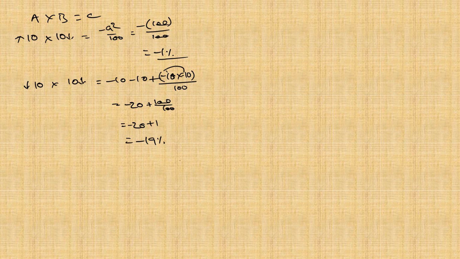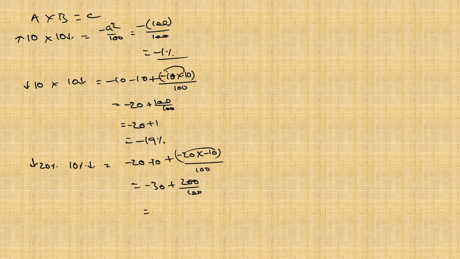Okay, if there is a decrease of 20% in the number A and a decrease of 10% in the number B, then the effective change is minus 20 minus 10 plus minus 20 into minus 10 divided by 100, minus 30 plus, minus minus gets cancelled, positive 200 by 100. The effective change is minus 30 plus 2, which is minus 28.